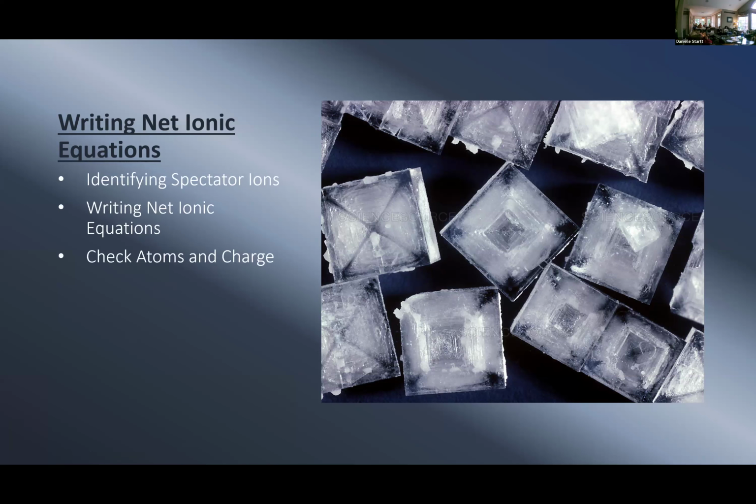So here's what you have to do. Liam, Andrew, what you have to do is identify spectator ions. We're going to talk about those. Write your net ionic equation, and then you have to check atoms and their charges.